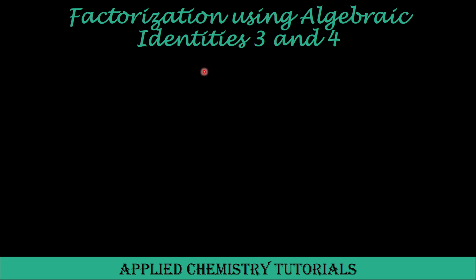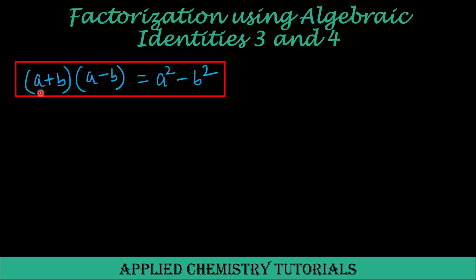Let us talk about identity 3, which is (a + b)(a − b), and that equals a² − b². Let us take an example of how to utilize this identity to factorize an algebraic expression.